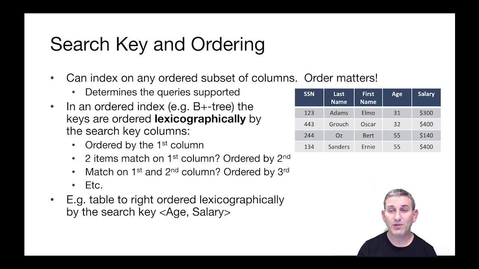As a concrete example, look at the table on the right. It is already ordered lexicographically by the search key (age, salary). If you look down the age column, you'll see that it's ordered, and there's a tie at 55, and in the salary column, we break that tie by ordering by salary. So with lexicographic ordering, note that we order by age and then by salary. The order in which you specify the search key does matter for the ordering of the data itself.